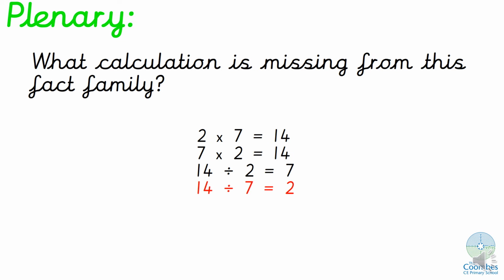Well done if you said there was a division calculation missing and that it was 14 divided by 7 equals 2. That was the last missing calculation in this fact family.